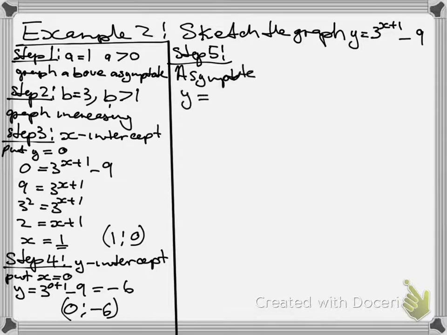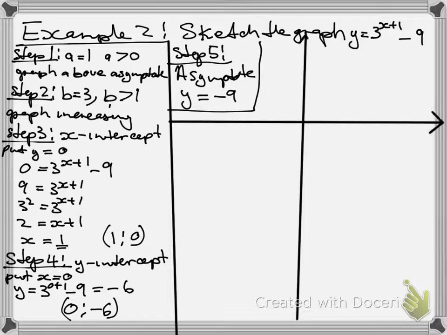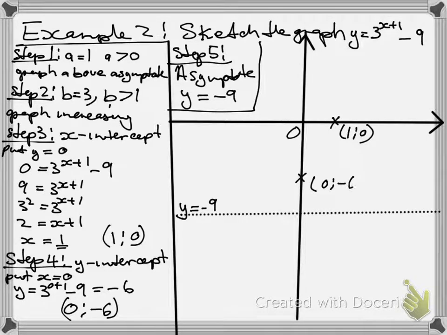Step number 5, asymptote. Remember, it's y is always equal to q. You first draw your asymptote, then you plot your x and y intercepts, and then you sketch your graph, which is an increasing function. Let's look at another example.